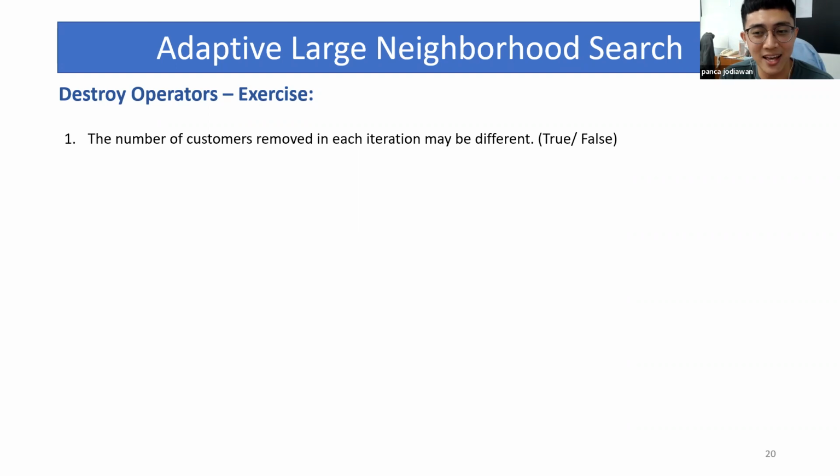So that's correct, the number of customers removed in each iteration could be different. I use may because sometimes you can generate a random number which is the same as the number of customers removed in the previous iteration. Since it's completely random, we do not know whether the newly generated random number is the same as the previous one or not.